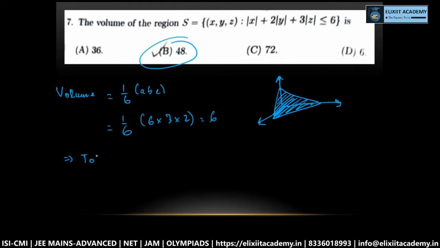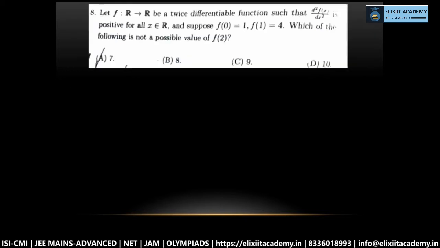So the total volume is 6 into 8, that's 48. This should be the total volume of this region. In case you have marked option B, then you're totally correct. Okay, next question, from calculus.